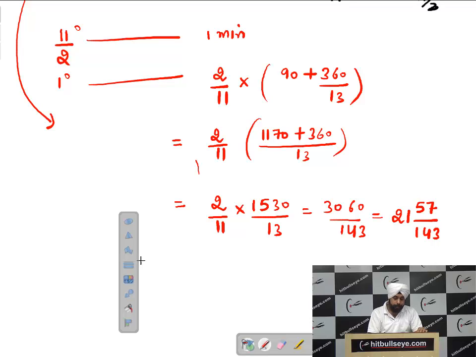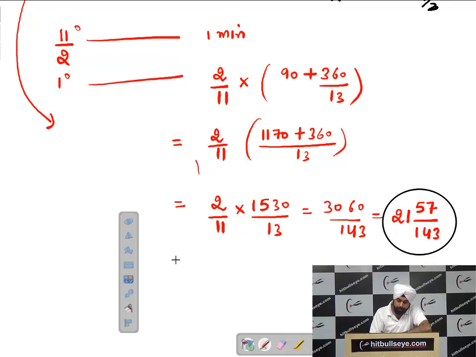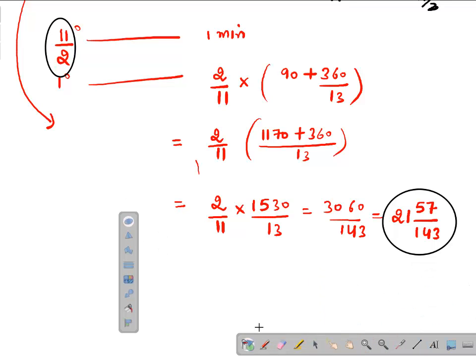Now students, it's being a tough question, right? I told you to remember certain points over here by your heart. One, that the relative speed of the minute hand is 11 by 2 degrees. This here.